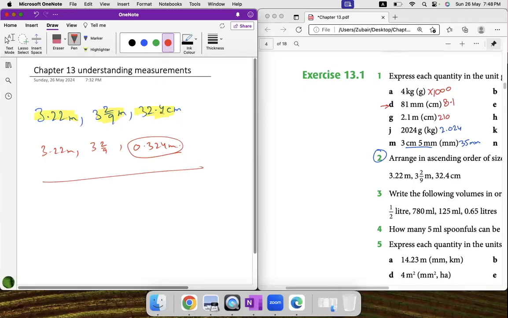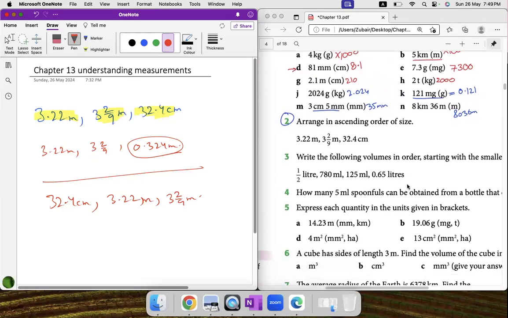And when we write the final answer, we write the original number. And then it's going to be 3.22. Now I'll have to check what 2 by 9 looks like. Yes, you're right, that continues. So 3.22 meters and 3 whole 2 by 9 meters.